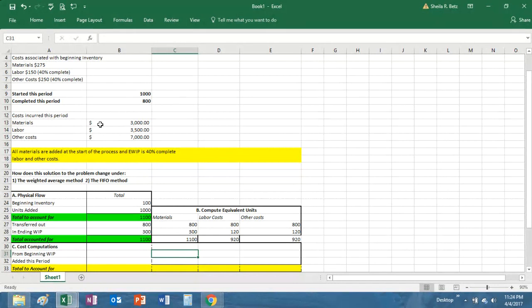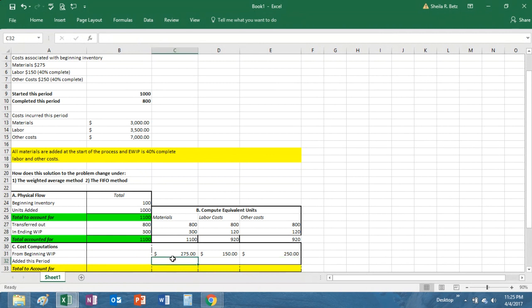The problem tells us that the costs associated with beginning inventory, we had materials of $275. So that means we had direct materials of $275 attached to these 100 units in beginning inventory. We had $150 of labor cost attached to these 100 units here in beginning inventory. And we had $250 of other cost attached to those 100 units.